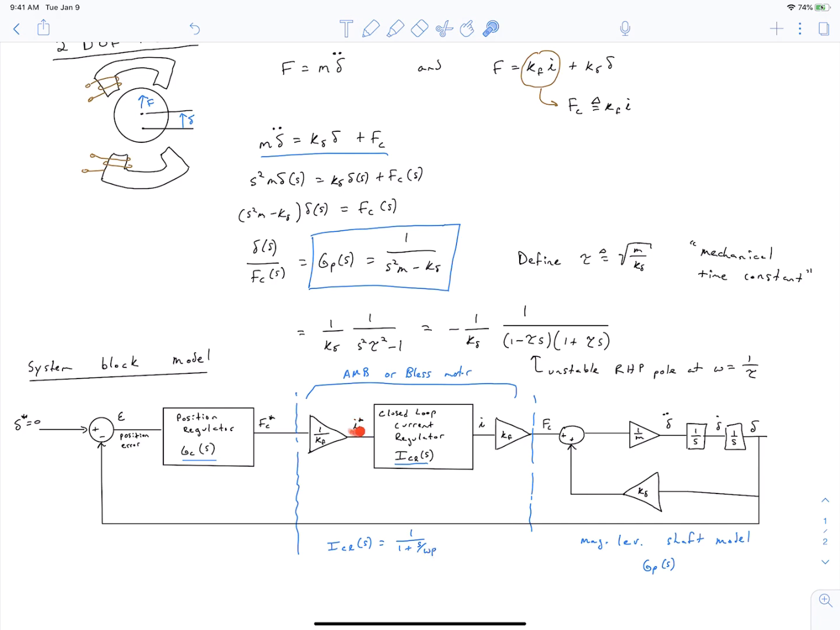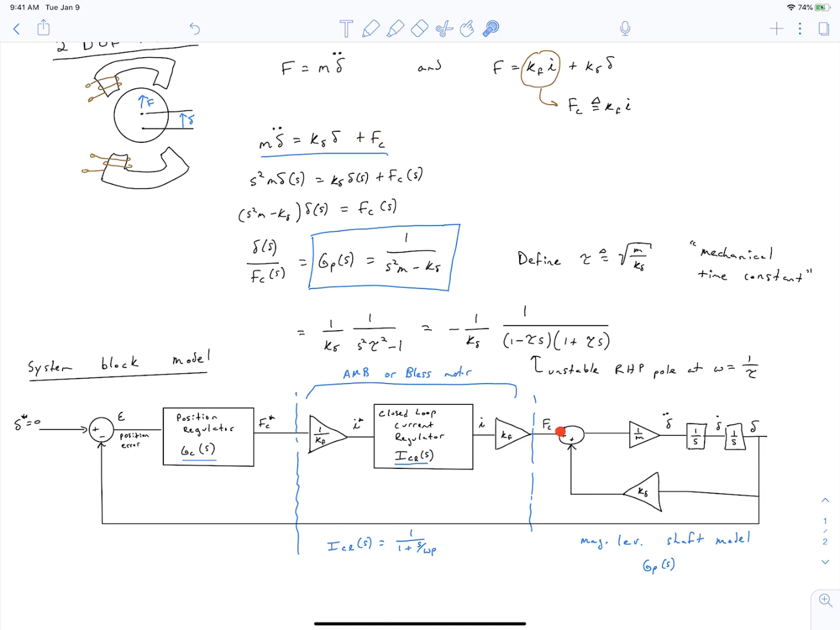And so we send in our current reference, out comes our actual current, we multiply that by kf again, and we end up getting the force that we're commanding. So this whole portion of our loop has this transfer function right here, GC, our controller. And finally, on the right side, we're showing the Simulink representation, or the block diagram version of this differential equation.